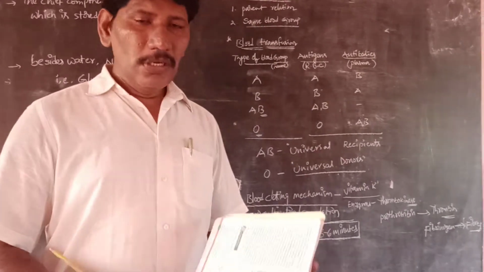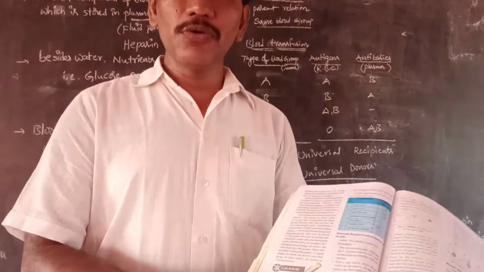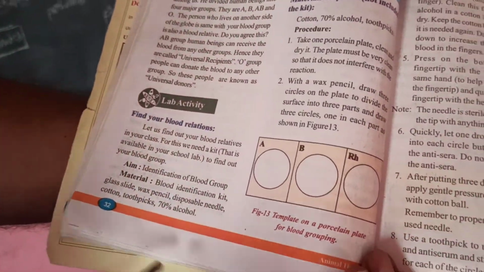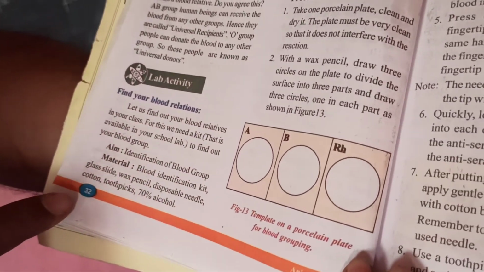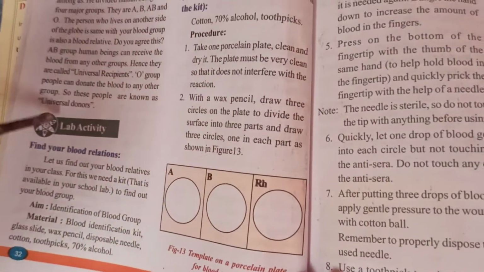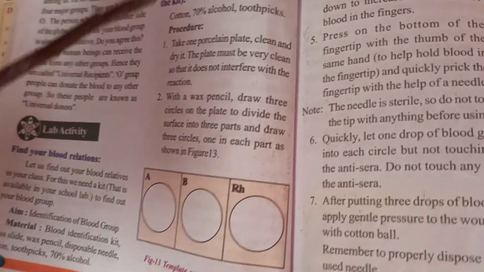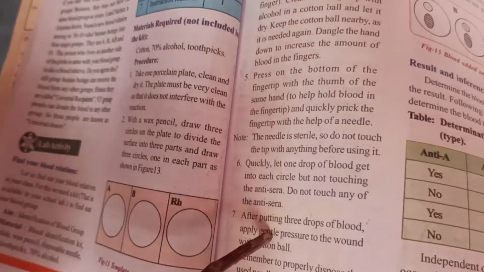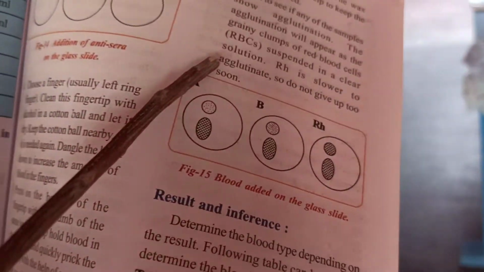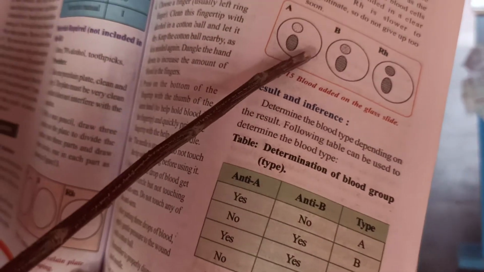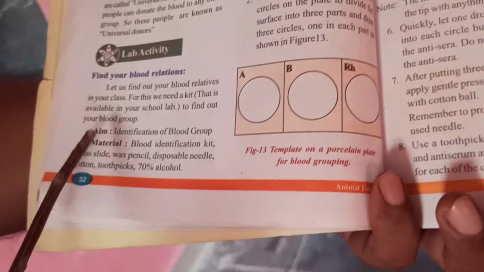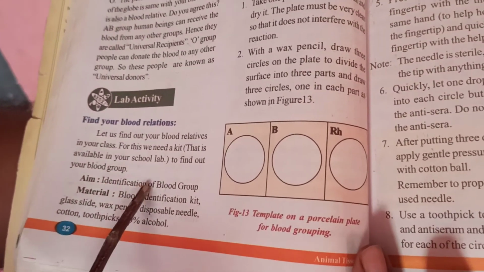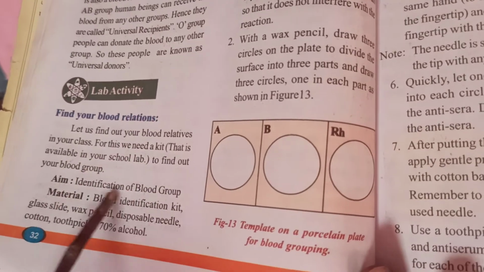So, coming to the blood grouping lab activity. Let us focus on textbook page number 32. Please everybody open your textbooks. Apart from my explanation, after completion of this explanation, once again you have to read the total 9 steps involved in the identification of the blood grouping. This is very important. So let us come to that. What is our aim? Identification of blood group.